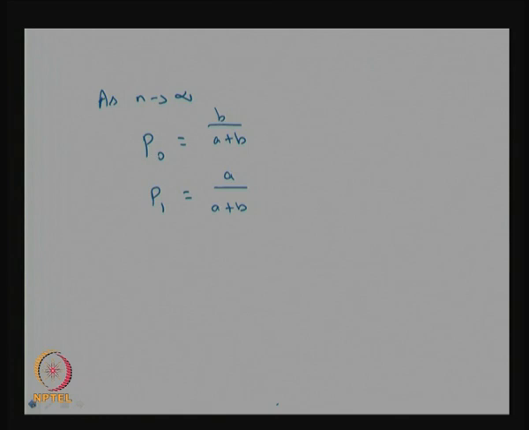So, this state transition diagram will be useful to study the long run distribution, or where the system will be as n tends to infinity. To study those things, the state transition diagram will be useful.